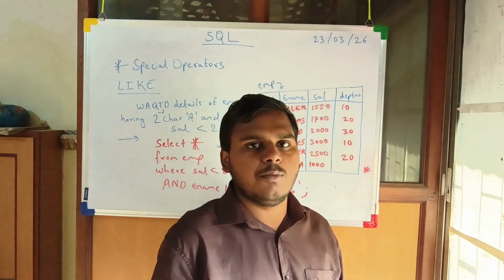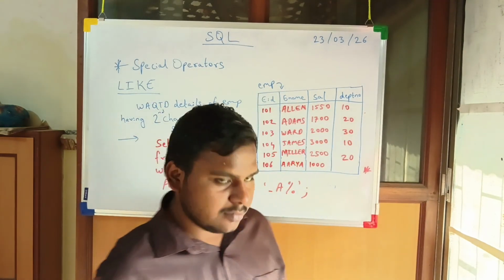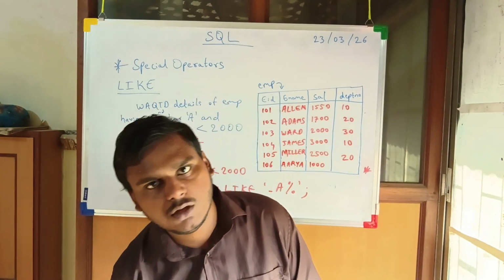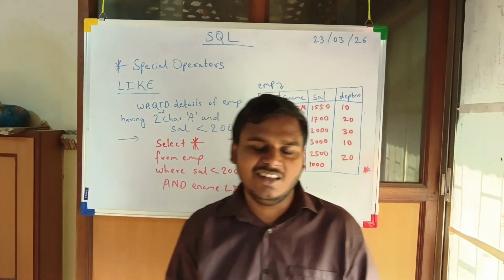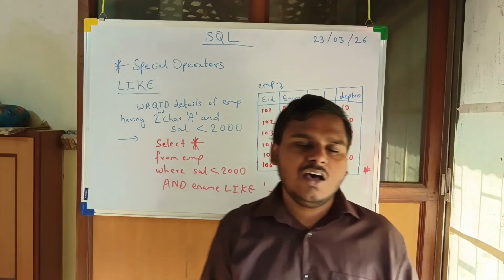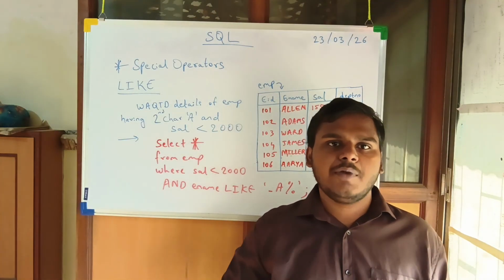I hope you have gotten an idea about like operator, not like operator, is operator, is not operator. Okay. What is the role of is operator? Used to compare with null. What is the role of is not operator? It is used to reject the null. Okay. Now after that, what is the role of like operator? It is used to accept the pattern, not like means reject the pattern.